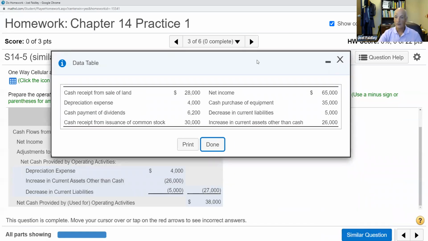Then we want to look for current assets and current liabilities. Cash received from sale of land, that's not a part of this. That's an investing activity. Payment of dividends, that's a financing part. Common stock, right, that's financing. Purchase of equipment, that's not a part of it, that's investing. What about the decrease in current liabilities, 5,000? So liabilities went down.